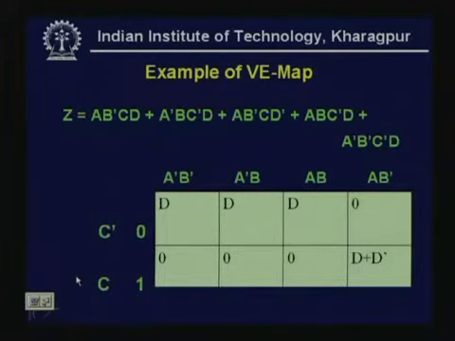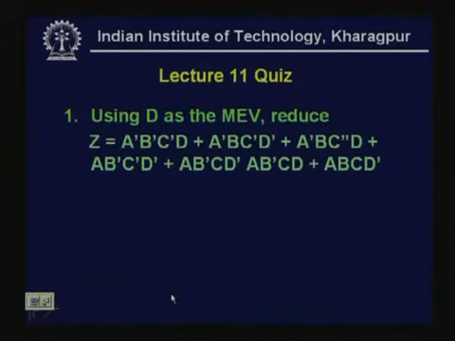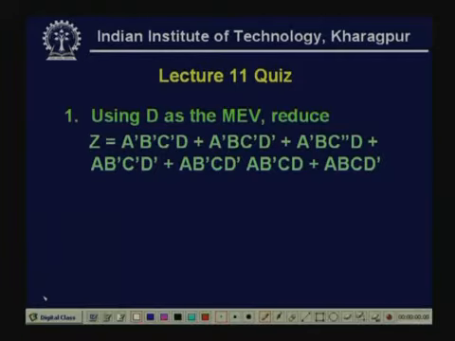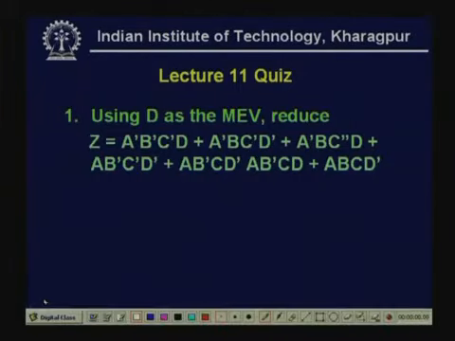So today's quiz problem: using D as the MEV, reduce Z equal to A dash B dash C dash D plus A dash B C dash D dash plus A dash B C dash D plus A B dash C dash D dash plus A B dash C dash D dash plus A B dash C D dash plus A B dash C D plus A B C D dash.